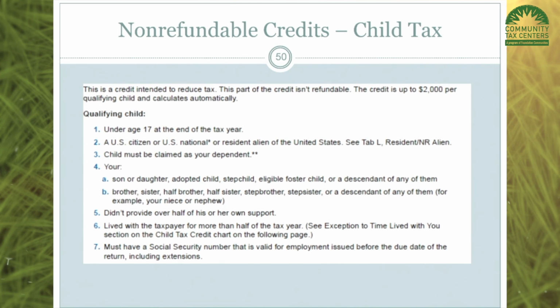And it says issued before the due date of the return, including extensions. So the tax return due date for this year is April the 18th. Someone could, by April the 18th, file an extension. That means giving them to October 15th to still qualify for this.